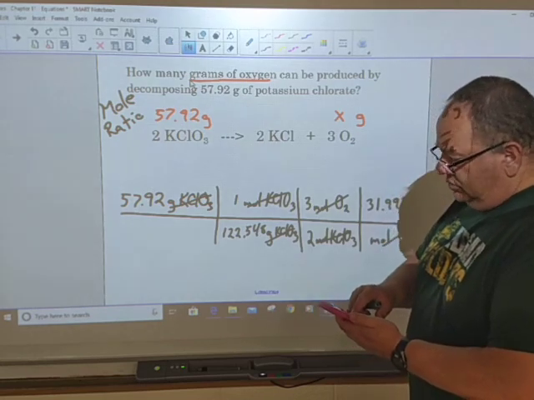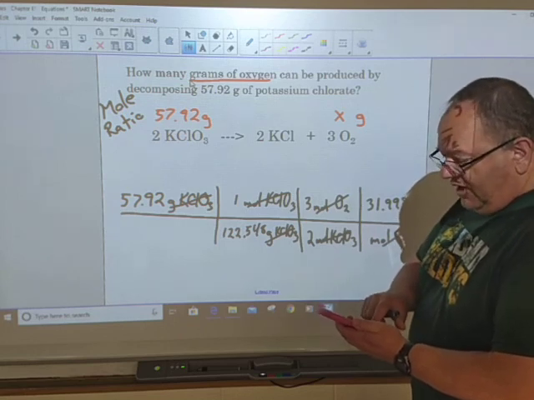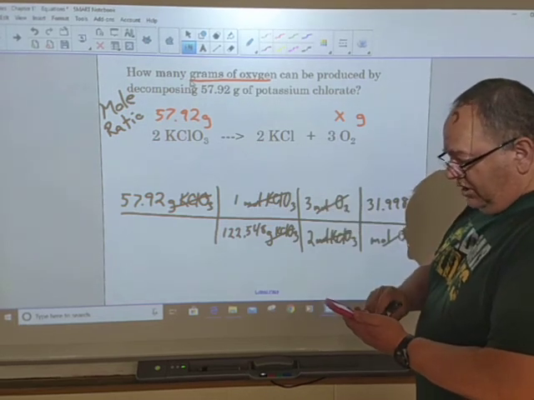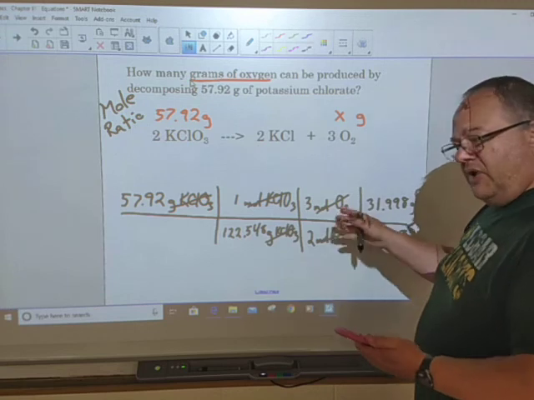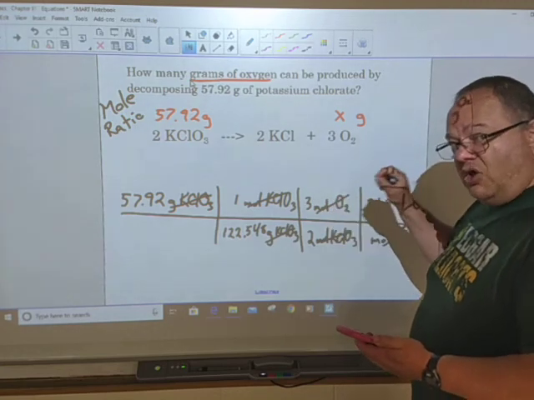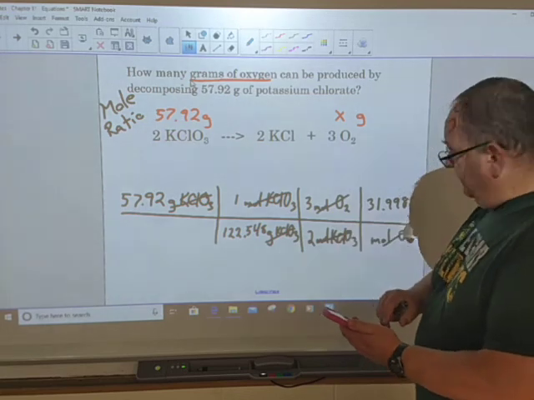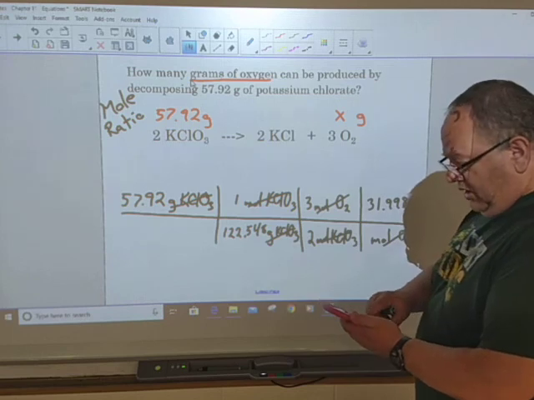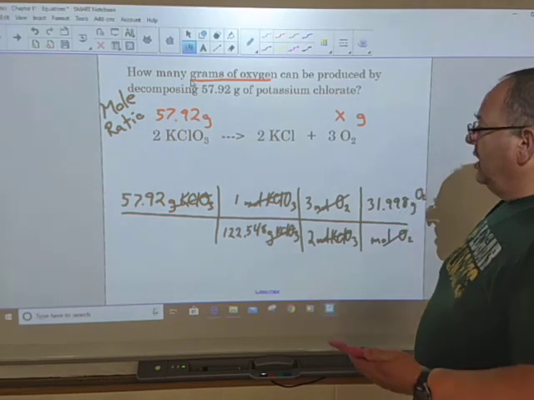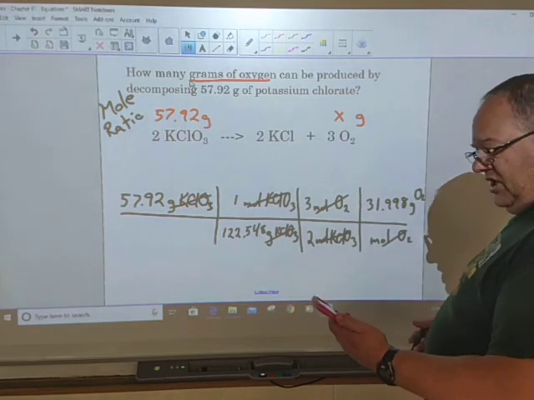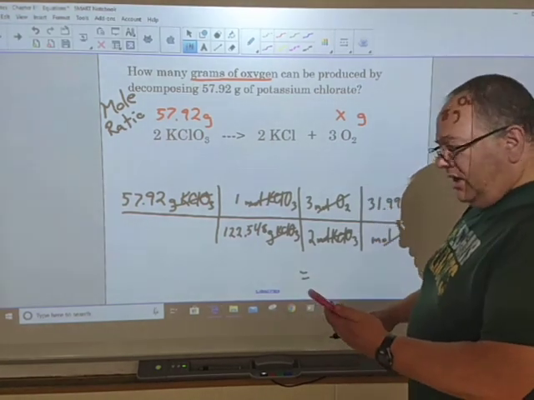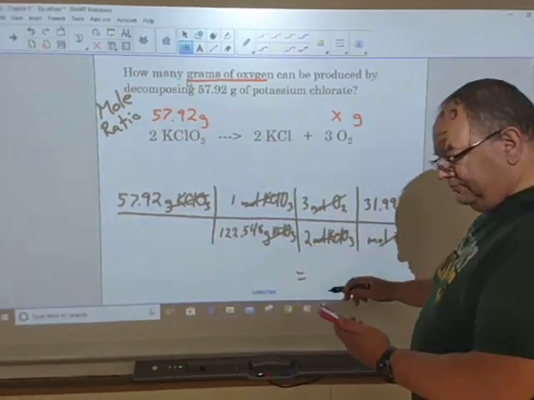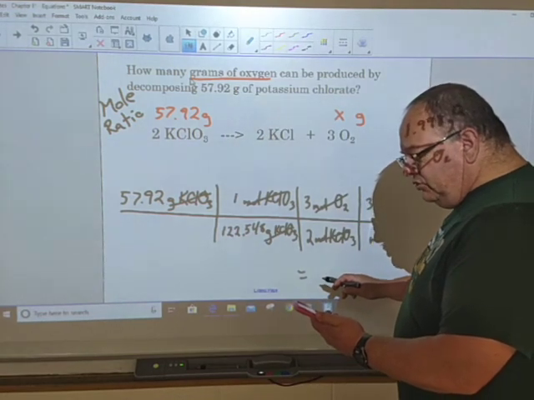57.92 divided by 122.54 divided by 2, times 3. Does it matter that I did that out of order? It really doesn't, so long as I made sure I divided by this one and multiplied by that one. And then multiply by 31.998 equals. And I'm going to think about, does it make sense? Yes, I think my answer makes sense. How many sig figs? 4. Yeah. 4 sig figs. So 22.69.